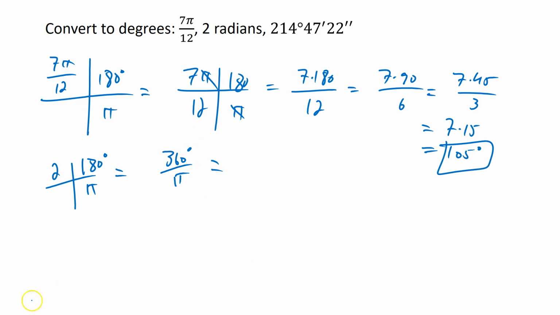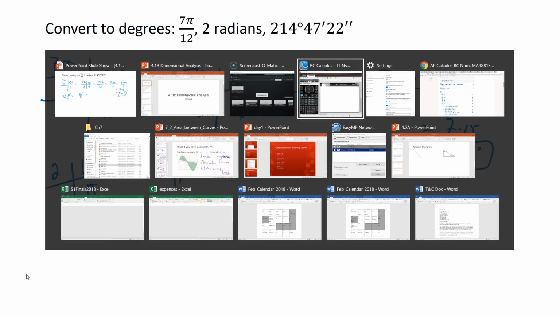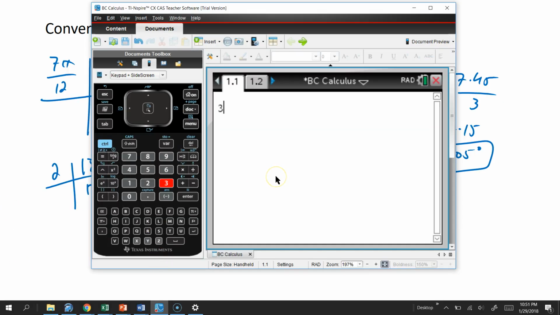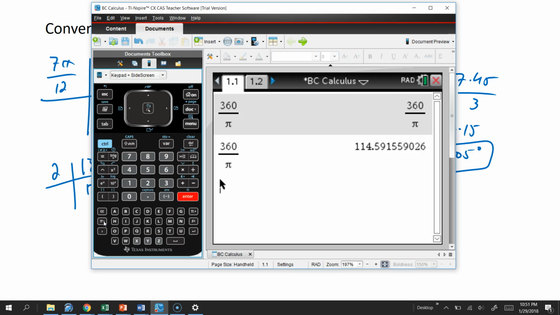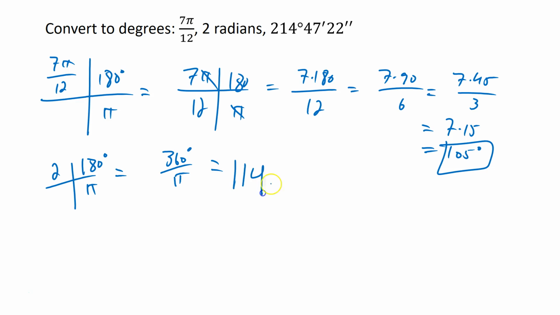So we could just leave it like that, or let's go to a calculator and see what we actually get here. I have my Inspire up, but you guys could use a scientific calculator for this for sure. So if I do 360 divided by pi, pi is next to the h right there. There we go. Control enter, get an approximate. Gives me 114.59 degrees. Remember we said yesterday that 1 radian was about 57, so I buy that.